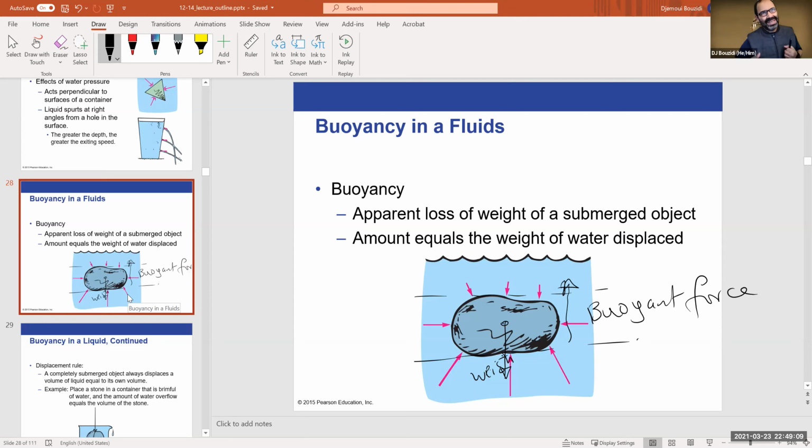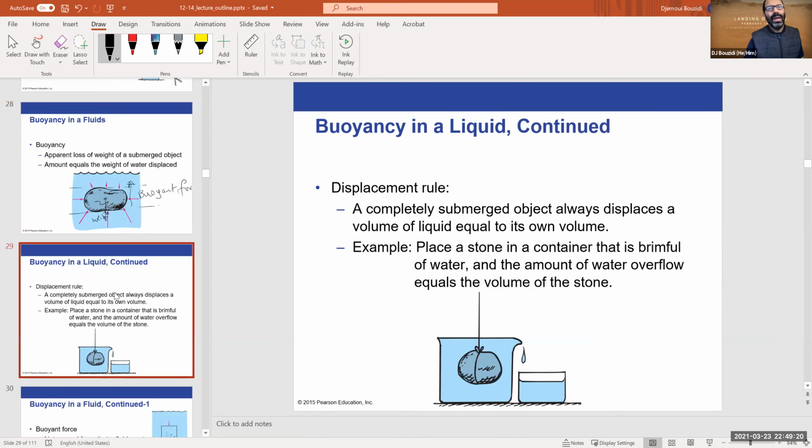So that's how we learn. We learn to fly from looking at birds, and we learn to go underwater from watching how the fish does it, okay? Again, Mr. Archimedes came up with a law about this buoyant force, and he figured out that the buoyant force is equal to the weight of the displaced fluid, okay?